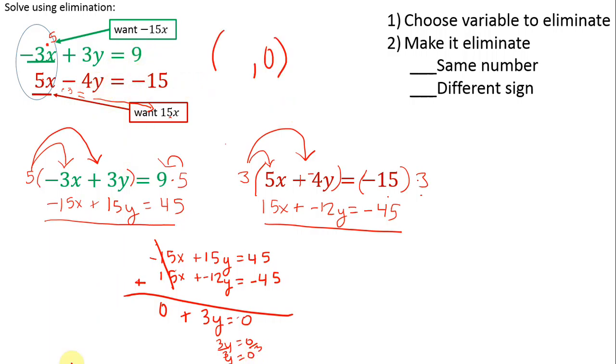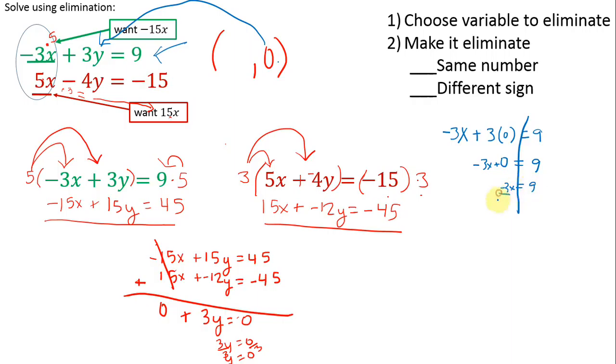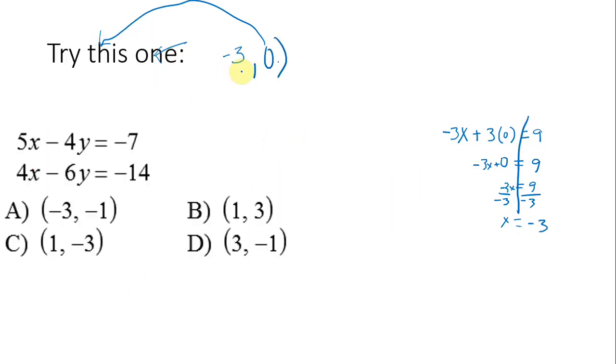Now I'm just going to pick one of my original equations, and it doesn't matter which one. So this equation would become negative 3x plus 3 times 0 equals 9, and I'll just solve for x. 3 times 0 gets me 0. Pull down my negative 3x. Negative 3x equals 9. x equals negative 3. And we're done. Try this one on your own.